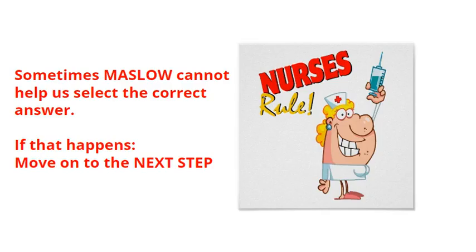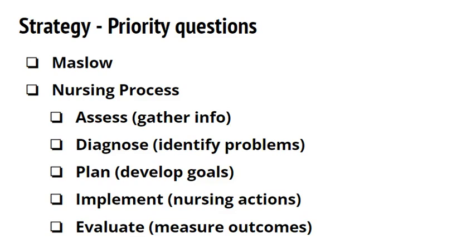Sometimes Maslow cannot help us select the correct answer, and if that happens, you need to move on to the next step. So if you can't eliminate answers or it just doesn't fit in, that's where you go ahead and move to the next step. And the next step in this 3-step process is the nursing process. That's ADPIE, where we assess, gather information, diagnose, identify the problems, plan, where we develop goals, implement, those are the actions you're going to do as a nurse, and evaluate, where we measure the outcomes.